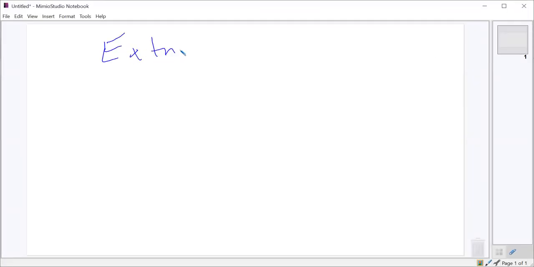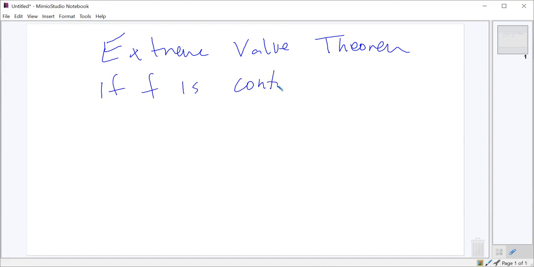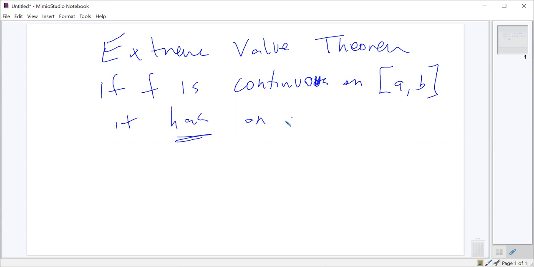Start with this one. The extreme value theorem, because it's extreme. The extreme value theorem says if f is continuous, let's make that spelled correctly, continuous on A to B, it has guaranteed an absolute max and min on A to B.